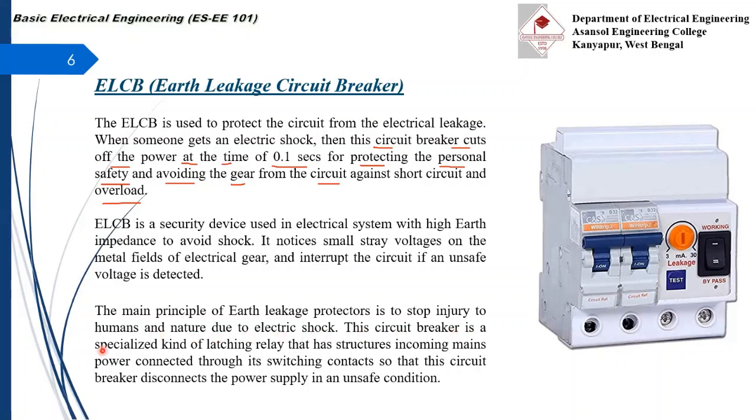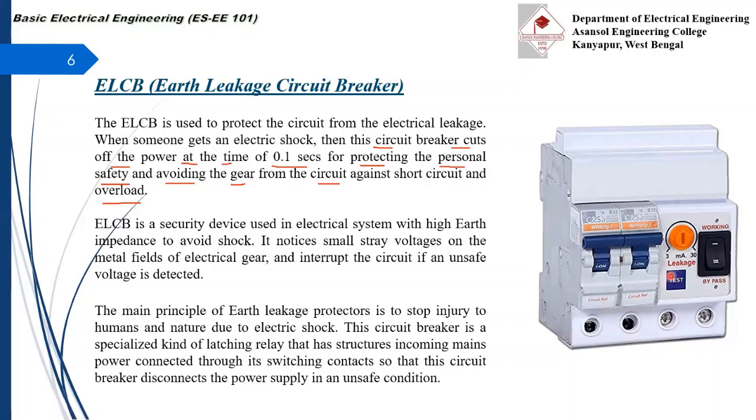This circuit breaker is a specialized kind of latching relay that has incoming mains power connected through its switching contacts, so that it disconnects the power supply in an unsafe condition. Now, this is the practical type, this earth leakage circuit breaker. If the switch is moved upward, that means the system is on, and if you put it downward, then it will be in off mode.